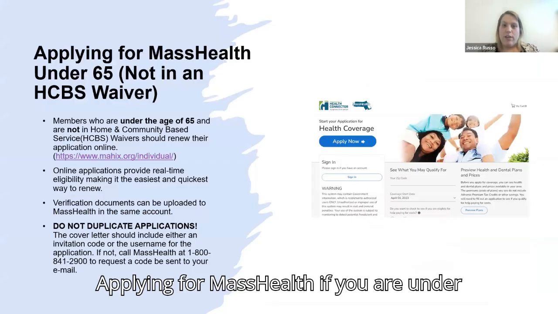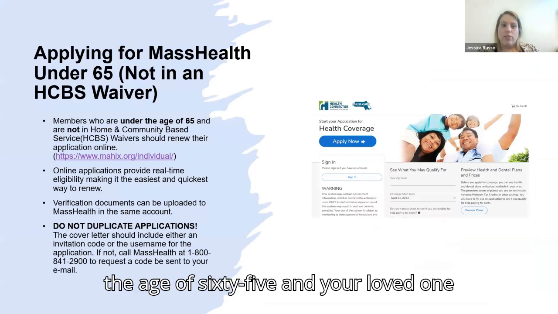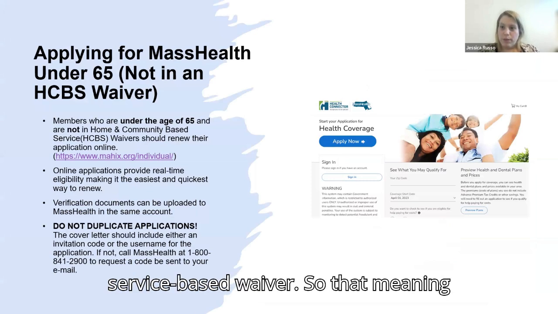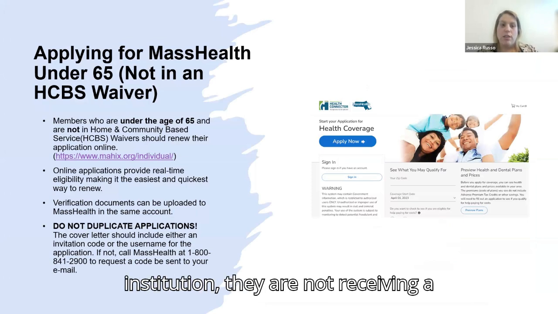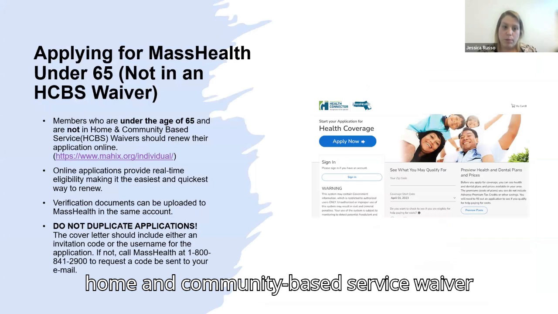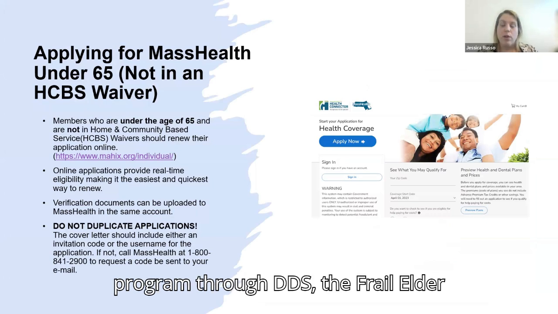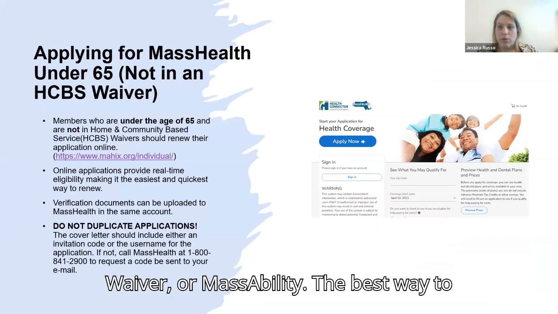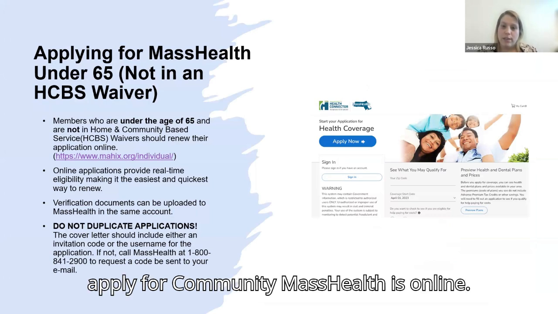Applying for Mass Health, if you are under the age of 65 and your loved one is not in a home and community service-based waiver, meaning they are not in a long-term care institution, they are not receiving a home and community-based service waiver program through DDS, the Frail Elder Waiver, or Mass Ability, the best way to apply for Community Mass Health is online.